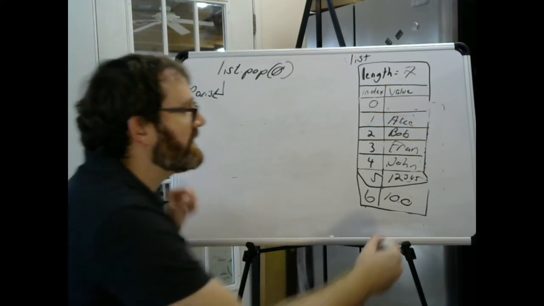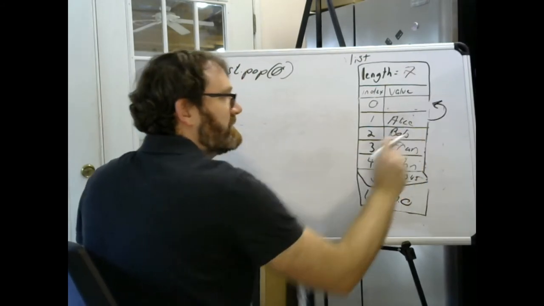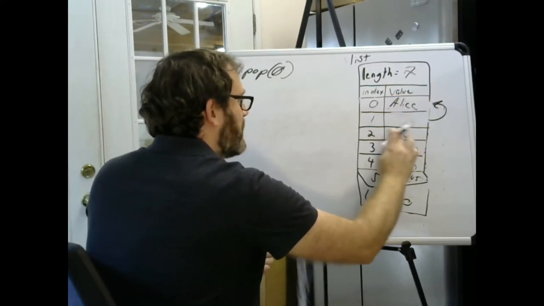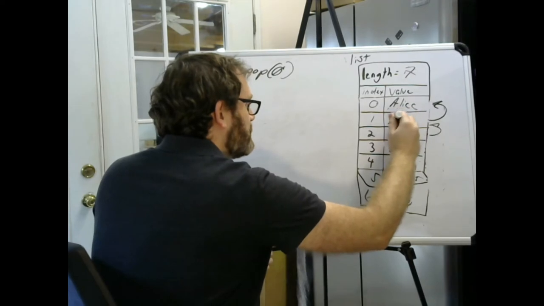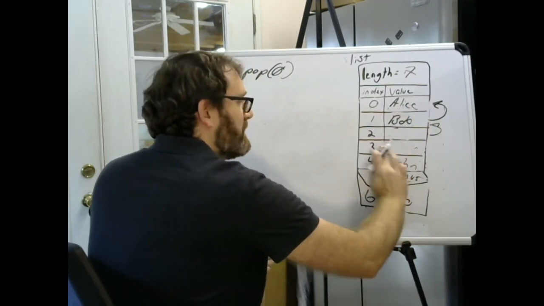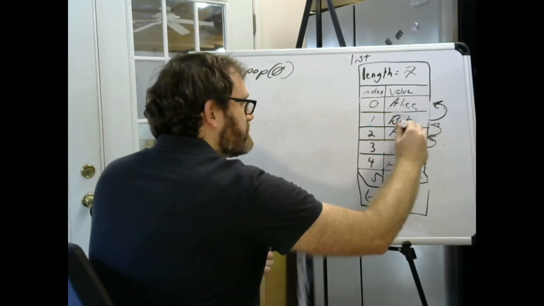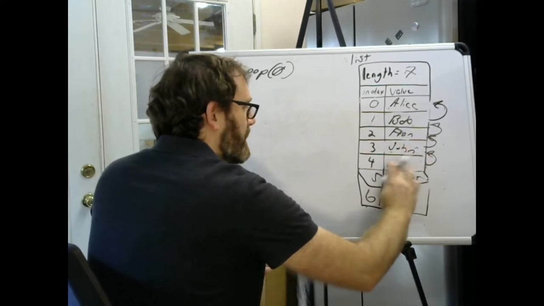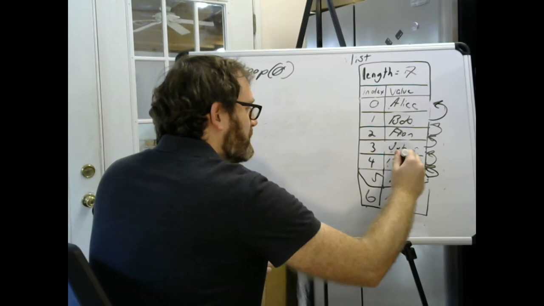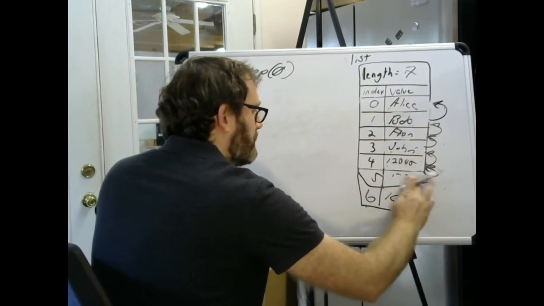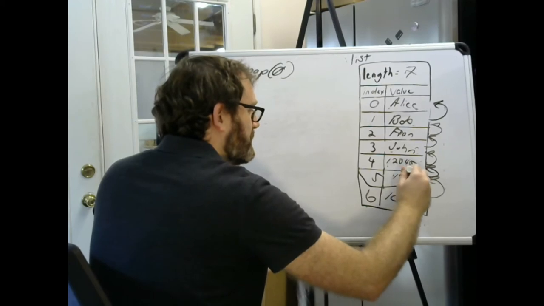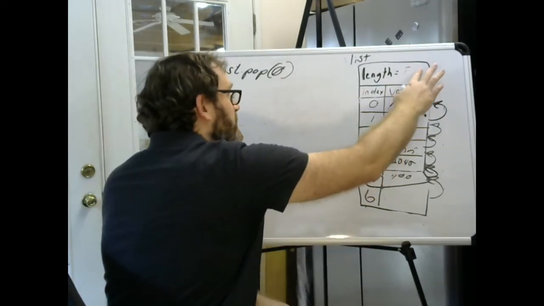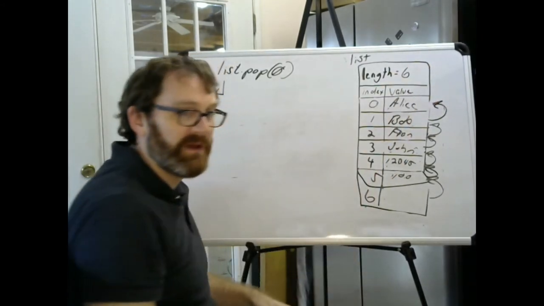What does Python do? It shifts everybody up a slot. So Alice moves up a row. Bob is going to move up, back to where they were. Fran is going to move up. John is going to move up. 1, 2, 3, 4, 5 is going to move back up. And 10 is going to move back up. The other thing that's going to happen is the length is going to be reduced up here. So now I've got 6 items back in my list again.